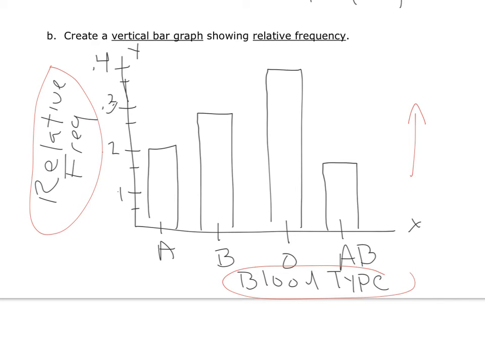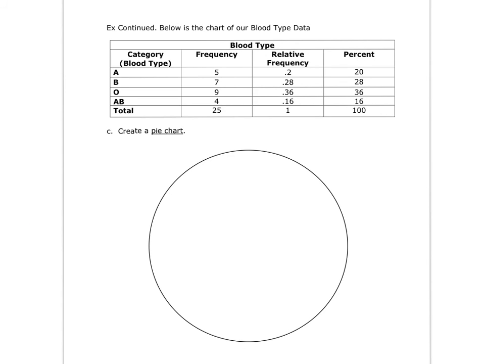Next, we are going to do a pie chart. Again, a pie chart shows percents, so we're going to use our percents. What I like to do is look for things that are 25, 50, or combinations that are relatively close to that. If I look at these, 20 and 28 are 48, and 36 and 16 are 52. So together, each pair makes almost 50%.